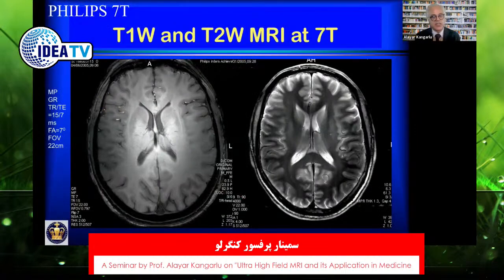These are T1 weighted and T2 weighted images. Remember I told you about the dielectric resonances? On panel A, in the T1 weighted image, you can see that the center is bright.